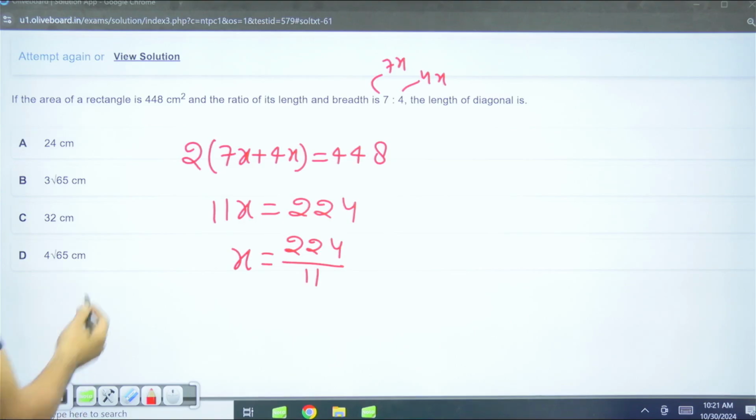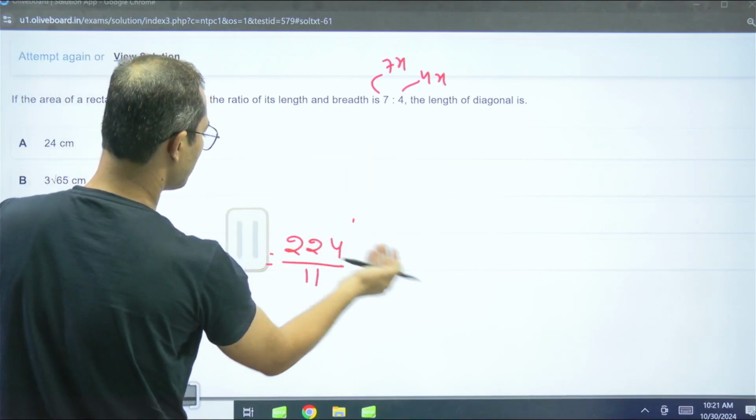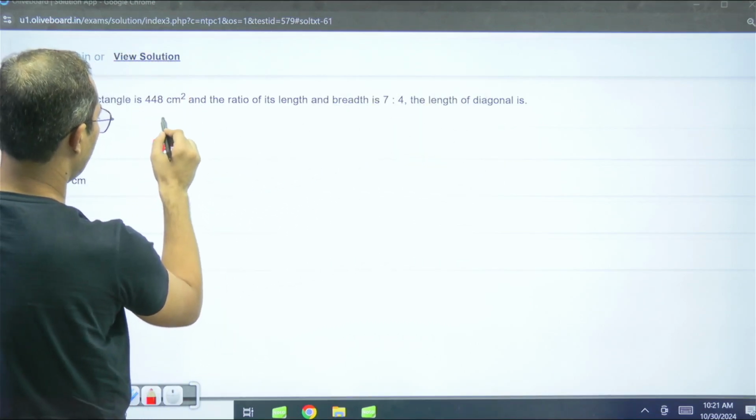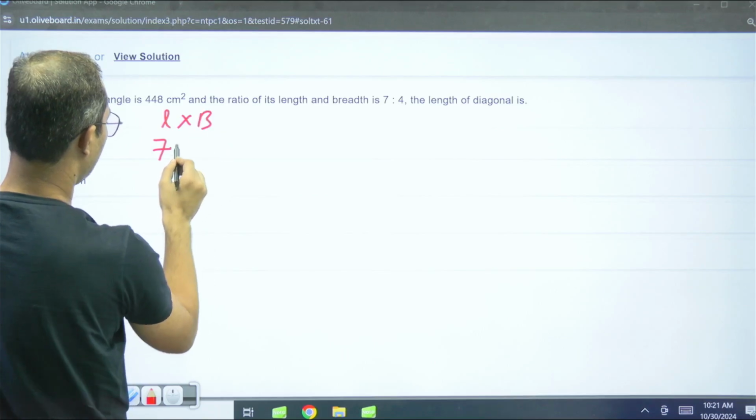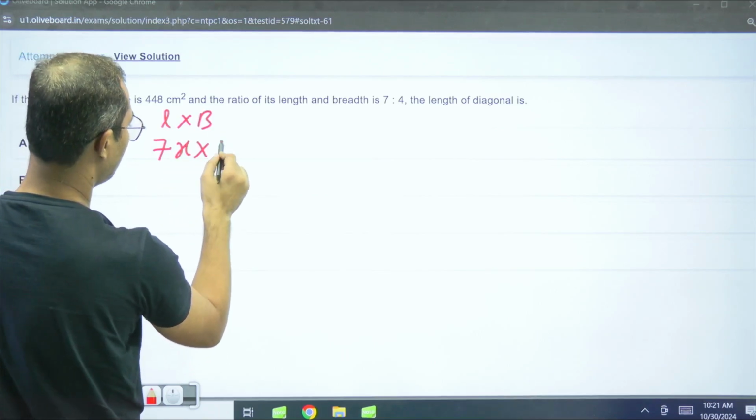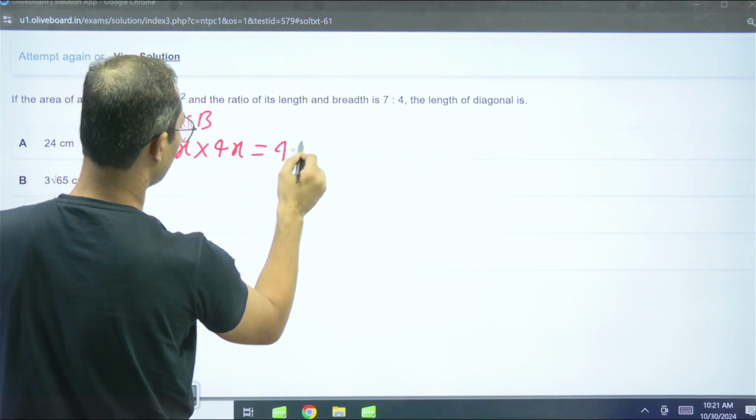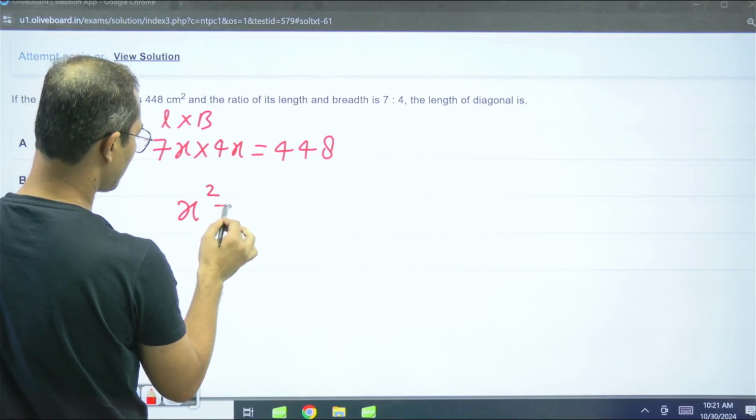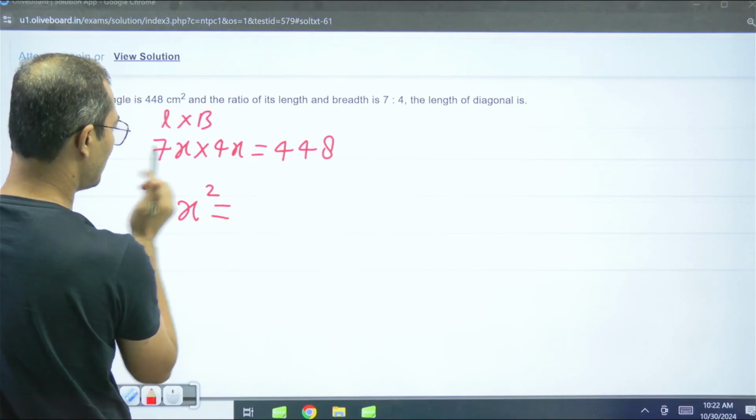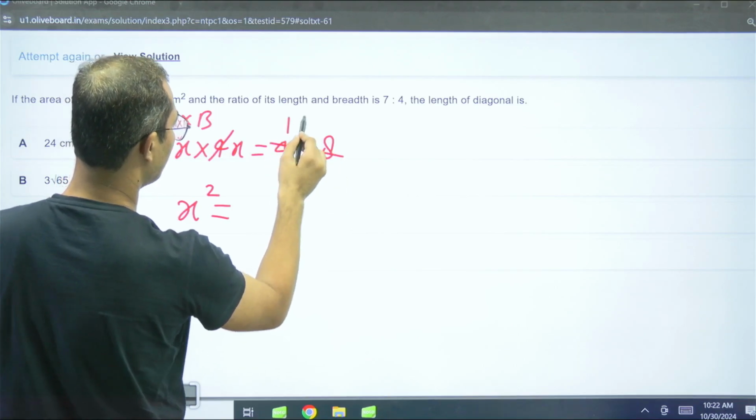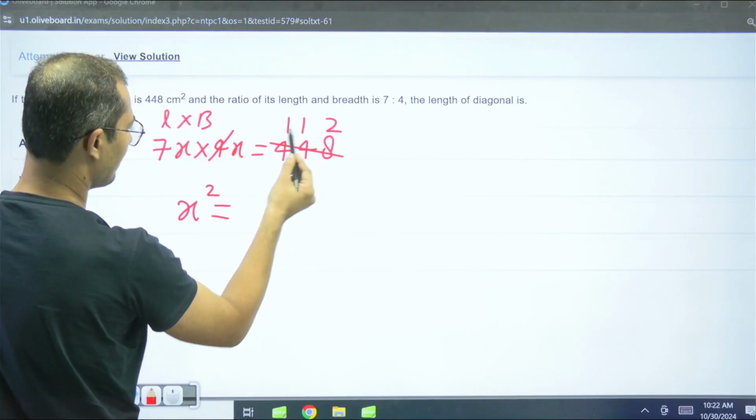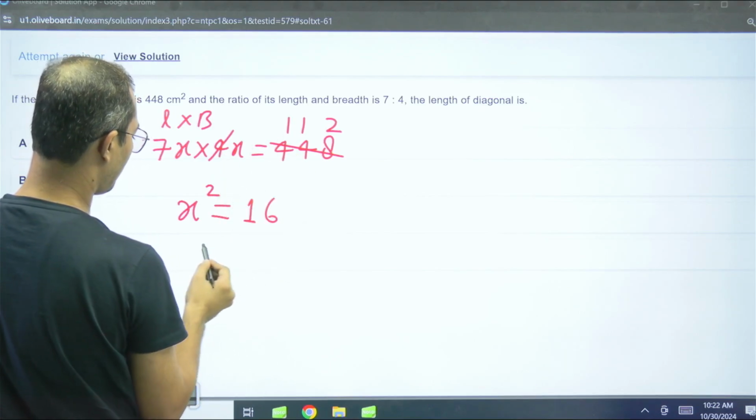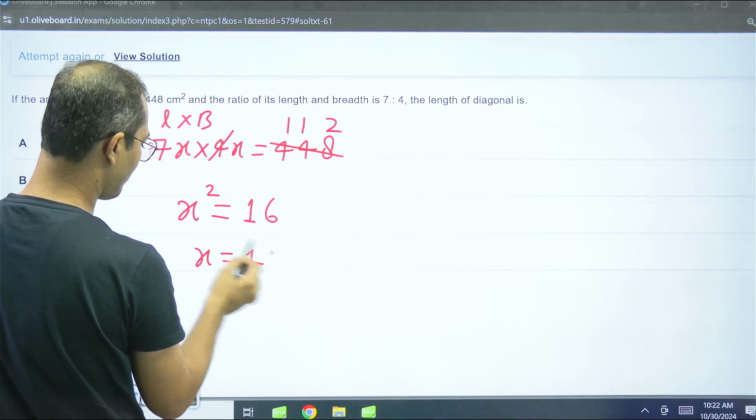See, this is the area, not the perimeter. Sorry. So we can say that the area is equal to length into breadth, right? So length times breadth, 7x into 4x, is equal to 448. So x square is equal to 448 by 28, which is 16. So we can say that x is equal to 4, right?